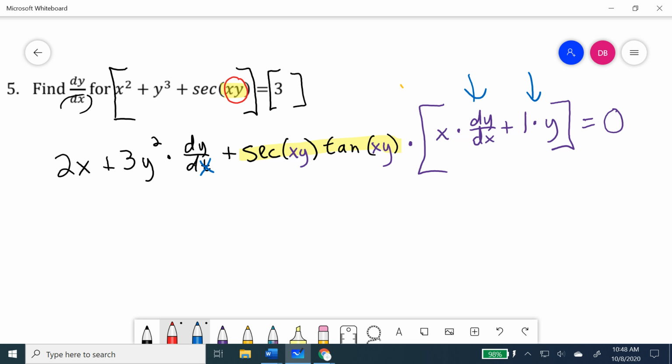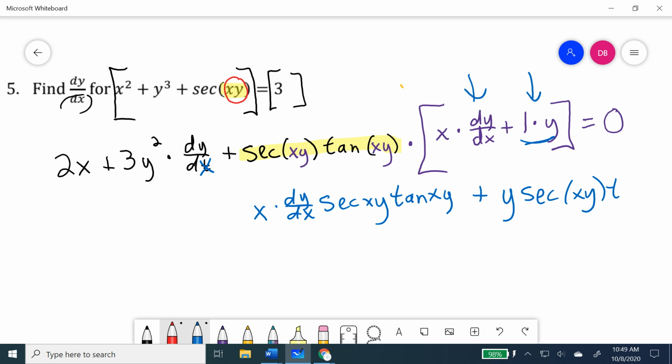Make sure you get a good amount of sleep and you come in focused and be talking to yourself about who are you differentiating with respect to constantly. So at this point, we're going to distribute, so the x times dy dx times the secant xy tangent xy, but then also y times, oh, I forgot my, yeah, I did, never mind. And I can either have the parentheses or not. It means the same thing either way.